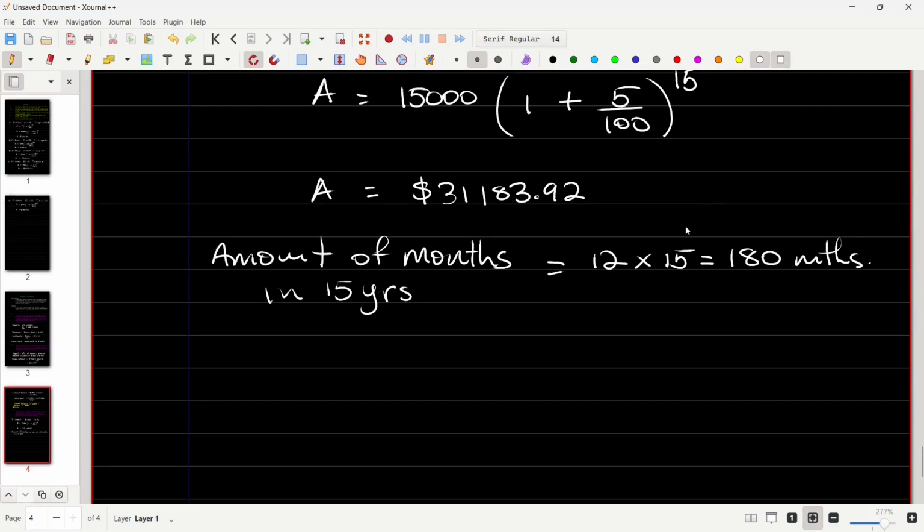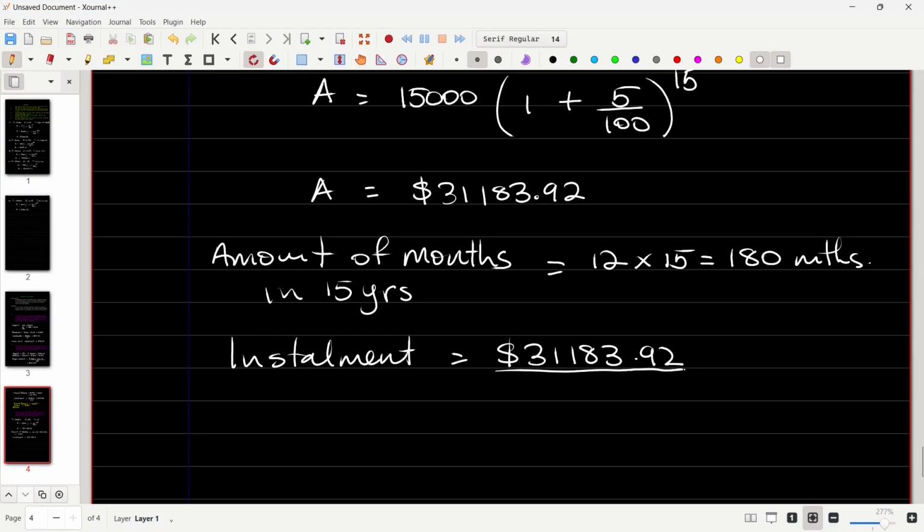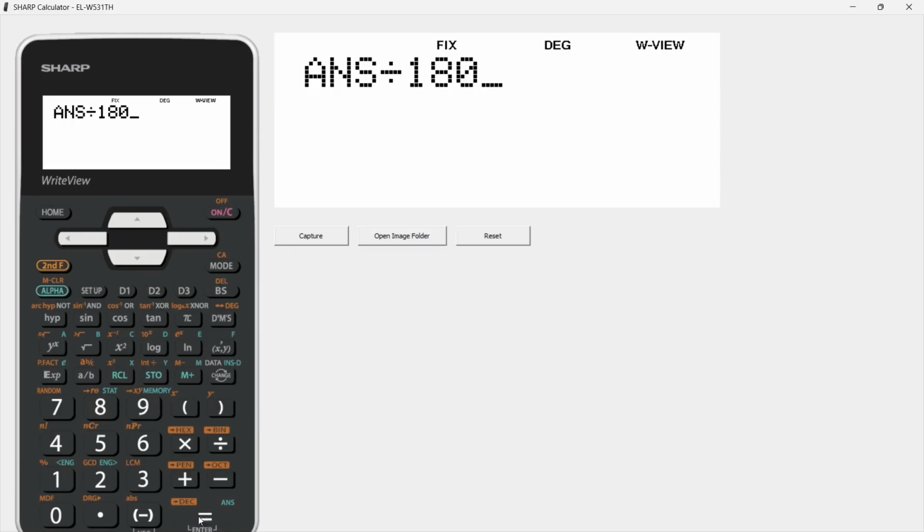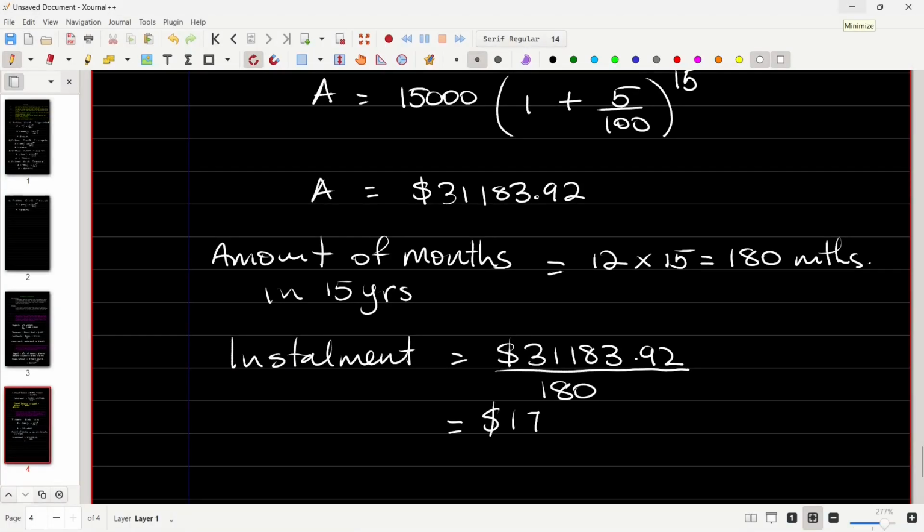Next, what we want to do is find out how much he has to pay per month. So month is what you have to divide by. So the installment is going to be equivalent to 31,183.92 divided by 180 months. That gives 173.24. So we have $173.24. If he does that payment every month for 15 years, he's going to be able to finish paying back that loan.